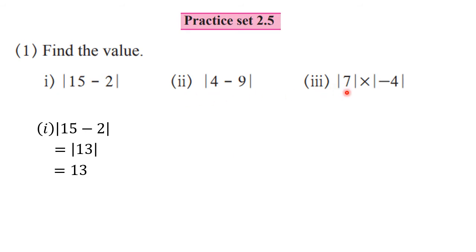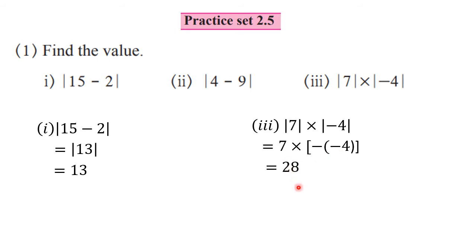Now I am solving the third one. Modulus of 7 into modulus of minus 4. Here we cannot directly multiply. Take a note of this. First we have to remove these numbers out of the modulus sign. So modulus of 7 is plus 7 and modulus of minus 4 is minus of minus 4, that is plus 4. And therefore the answer is going to be 28.